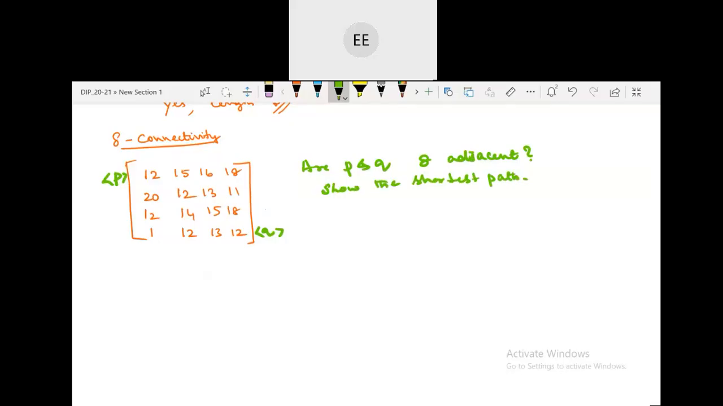So I'll use green color to show. And what else is to be given? V. So let me give V as, say, 12 to 15. Some set I'll give you. So 12 to 15, these two are connected, these two are connected, connected, connected.